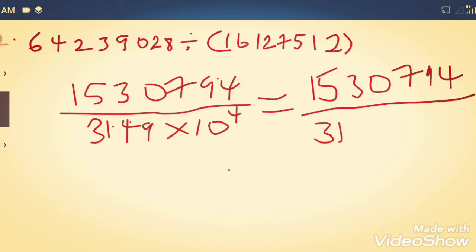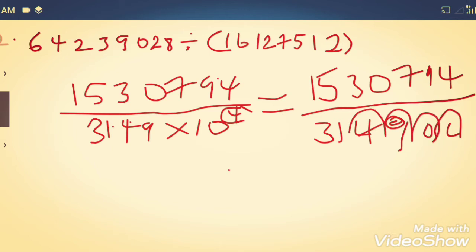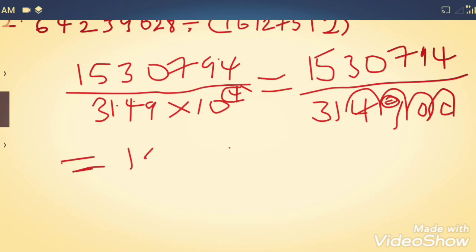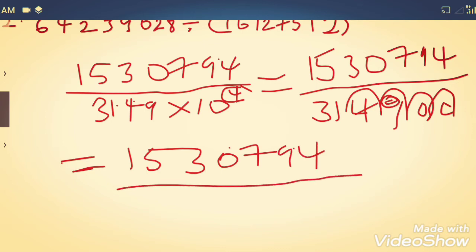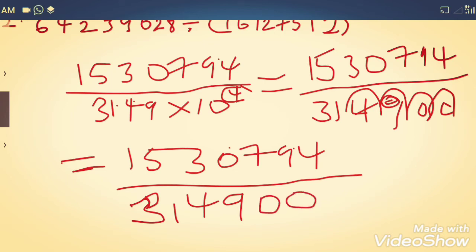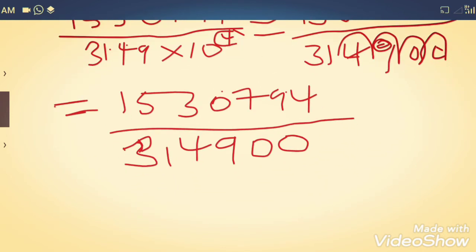So it means that you're moving the decimal point 4 places because you have 4 here. So we go 1 2 3 4. These empty spaces you fill up with 0. So at the end we have 1530794 over 314900.